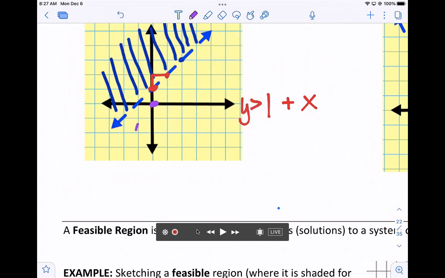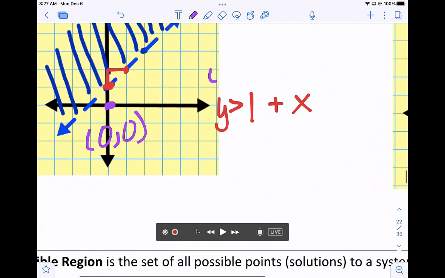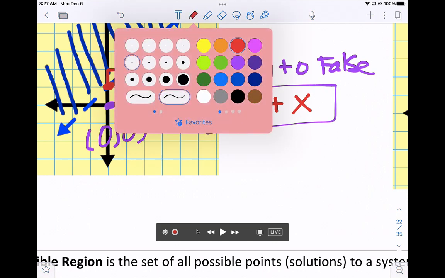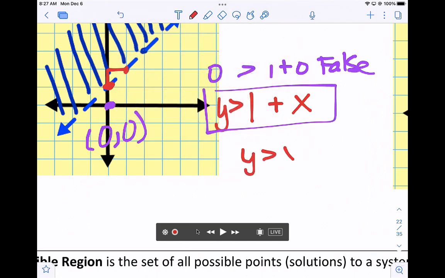I'm going to pick 0, 0. And if my inequality is true, then 0, 0 should be false. So if I plug it in, is 0 greater than 1 plus 0? And that's false, or it's not shaded, so this is the right inequality. And again, you can switch the order as well. You could write y is greater than x plus 1. They mean the same thing.